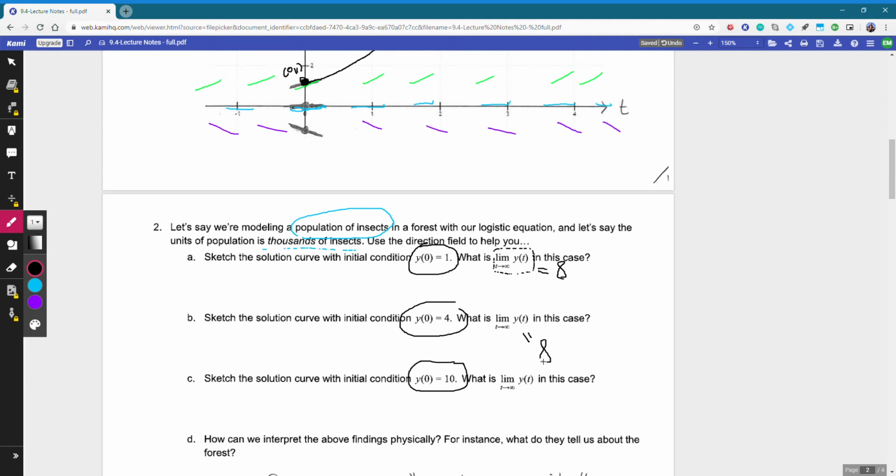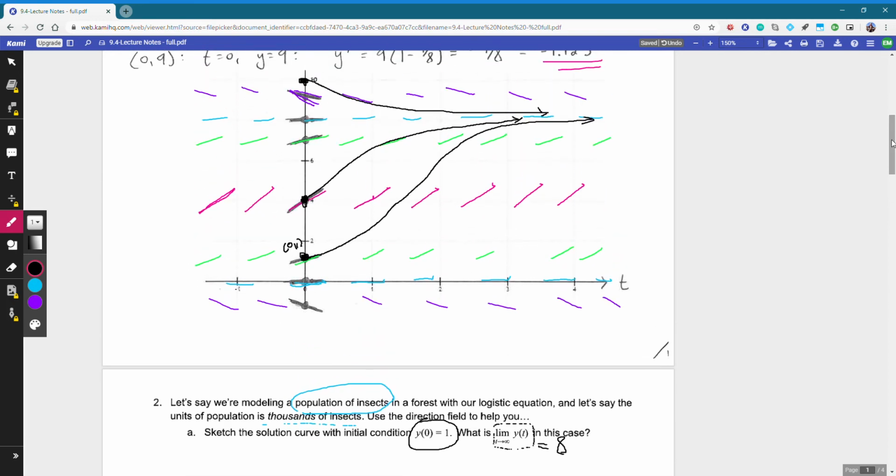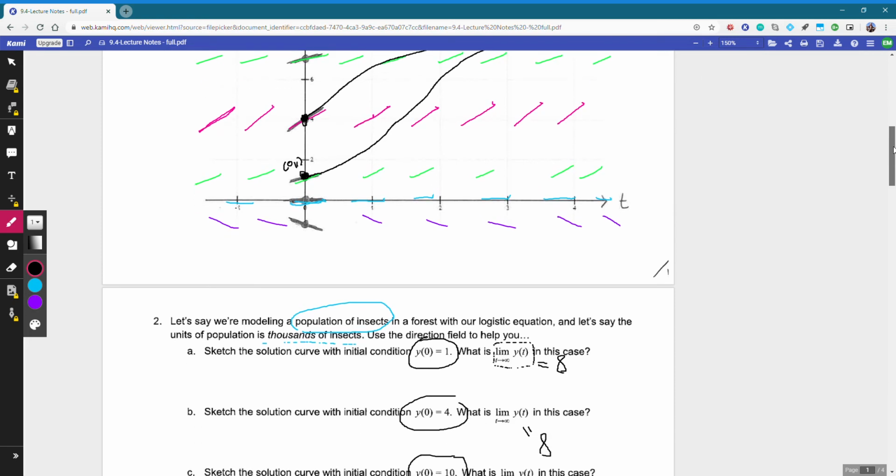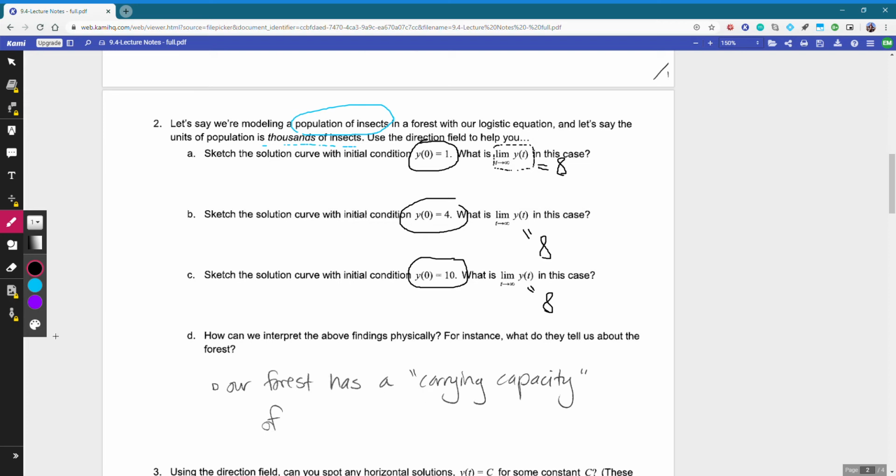And so we're going to get the same limit for each of these solution curves here. Now, how could we interpret this physically? Well, this is somehow saying that our populations of insects, right, that's what are represented by our black curves here, tend towards 8,000 insects and want to stay there. And so a possible way to phrase that is that our forest has a carrying capacity of 8,000 insects. That's what it can naturally support.